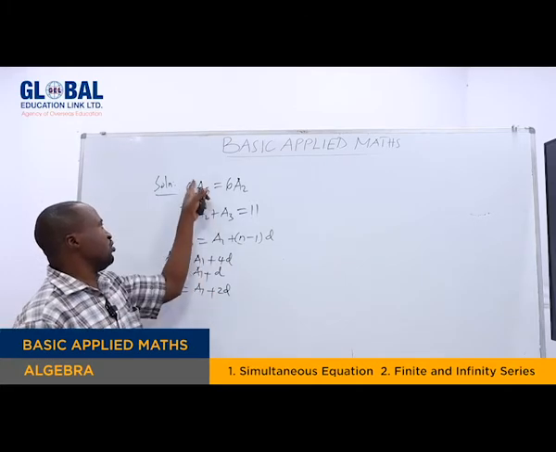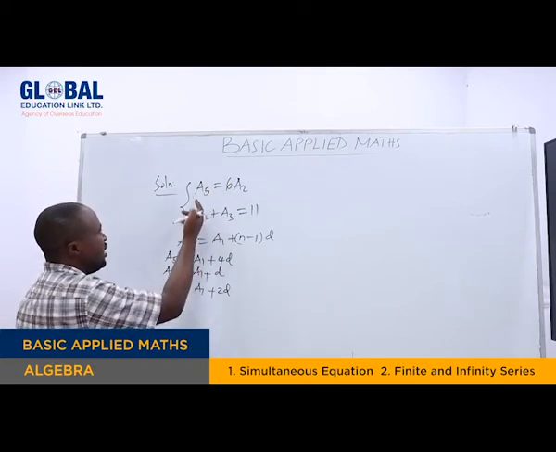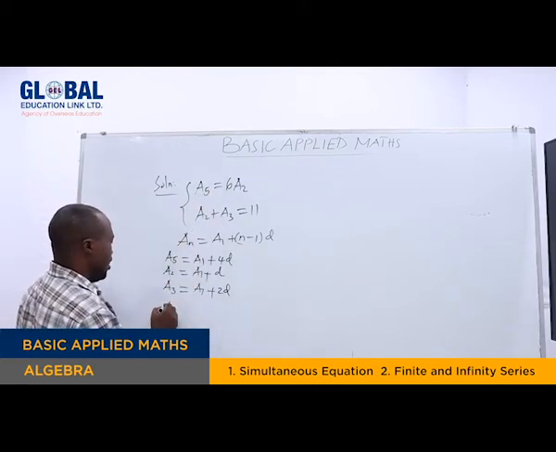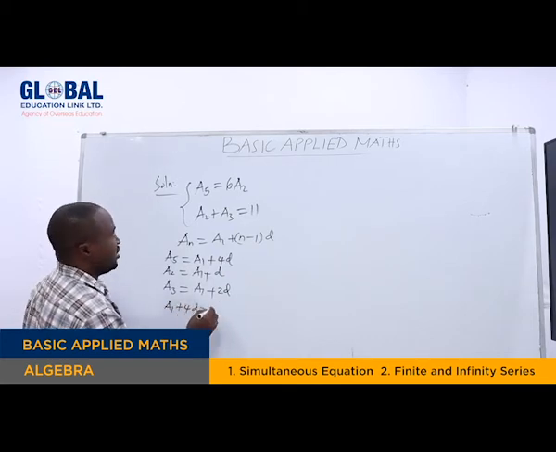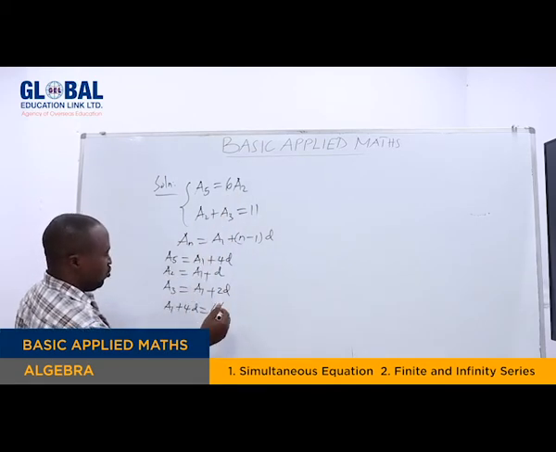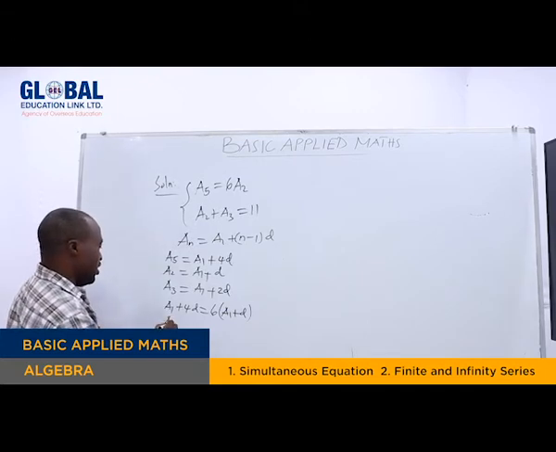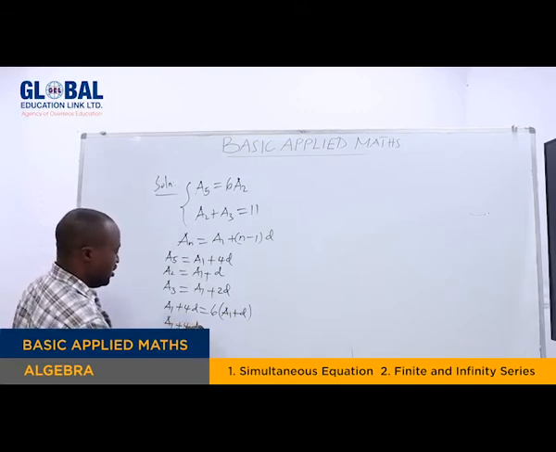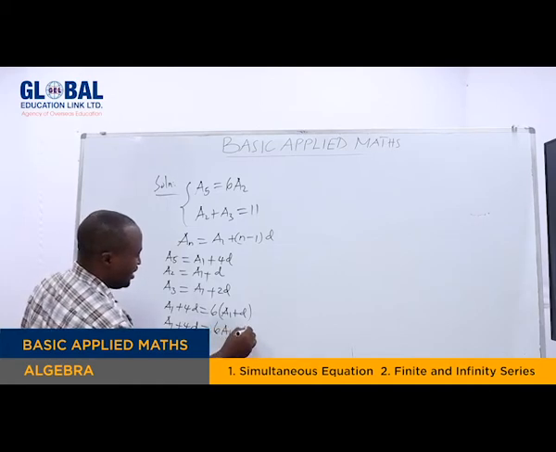Now let us substitute in our equation. So the first case will be a5, that is a1 plus 4d, that is equal to 6 times a2, but a2 is a1 plus d. That means you are going to have a1 plus 4d is equal to 6a1 plus 6d.